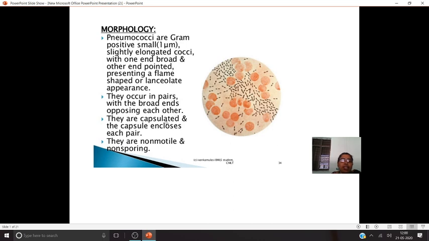They are capsulated and the capsule encloses each pair. They are non-motile and non-sporing. These are the most important morphological characteristics of pneumococci: gram-positive, elongated cocci, one end very broad and one end pointed, presenting a flame-shaped or lanceolate appearance. They occur in pairs with broad ends opposing each other, capsulated with each capsule enclosing a pair, non-motile and non-sporing.